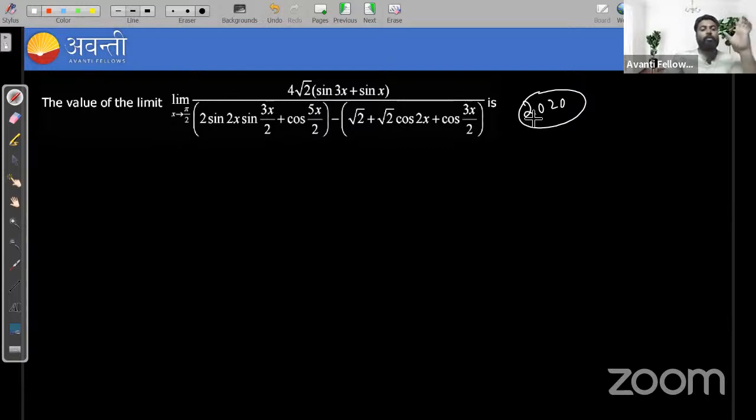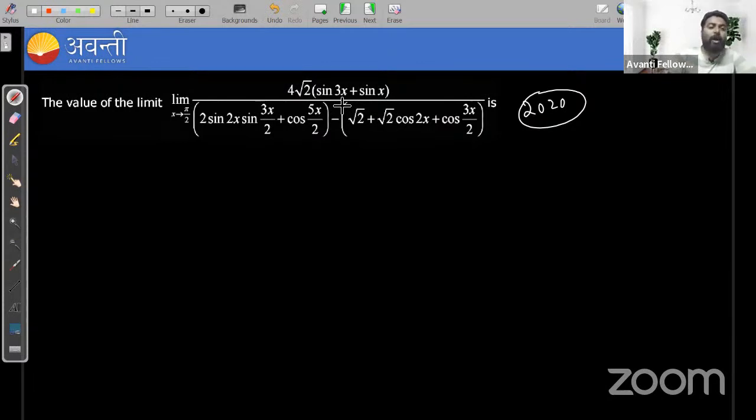It is asking you to evaluate the limit as x tends to pi by 2, and in the numerator you have 4 root 2 (sine 3x plus sine x), and in the denominator you have some sine of a plus b, like this type of formula you have to apply. So this is actually the limit of trigonometric functions. You have to use the trigonometric formulas and identities and solve it. This is a very good question. It's above mains level and below advanced level, but it's a previous year advanced question that came in 2020. So let's solve this question.